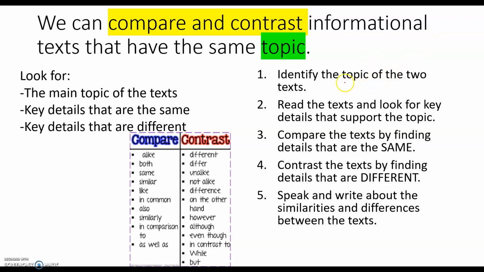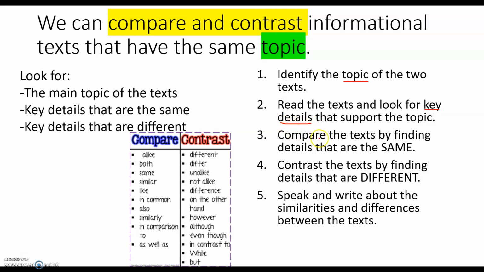The first thing we want to do is identify the topic of both texts. Then we read the texts and look for key details that support the topic. It's really important that we're finding those key details because those are what we'll be comparing and contrasting.